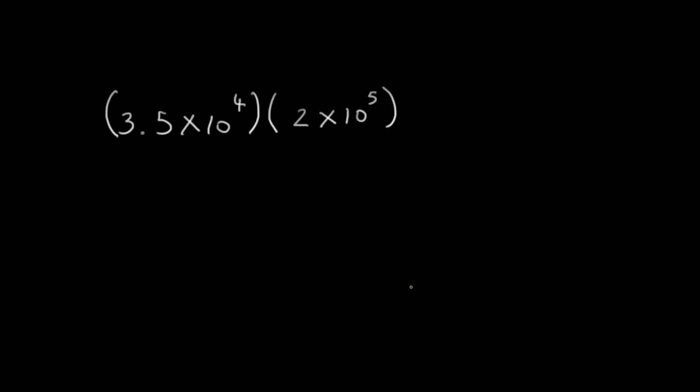When multiplying numbers that are in scientific notation, start off by dealing with the tens. 10 to the power 4 times 10 to the power 5, we can use the exponent law and make that into 10 to the power of 4 plus 5. Then we can simply multiply 3 times 2, which is 7. That means the answer is 7 times 10 to the power of 9.